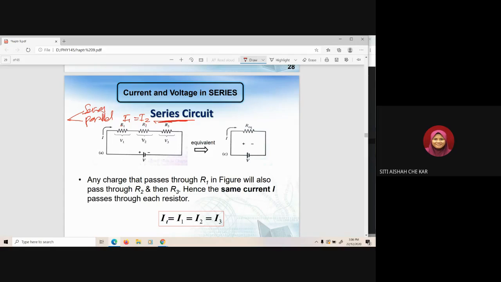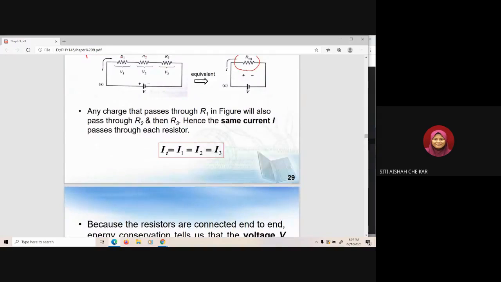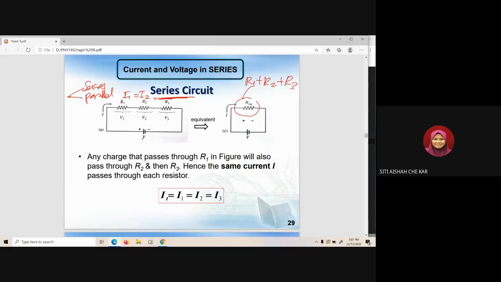Ataupun we can simplify this circuit into this equivalent circuit lah. So R equivalent is actually R1 plus R2 plus R3. Okay, so that is the series circuit. So for a series circuit, current I1 equals I2 equals I3. But the voltage here is equal to V1 plus V2 plus V3. Okay?